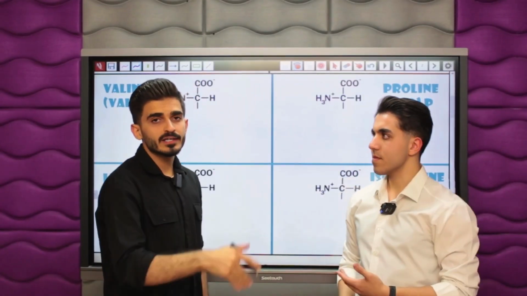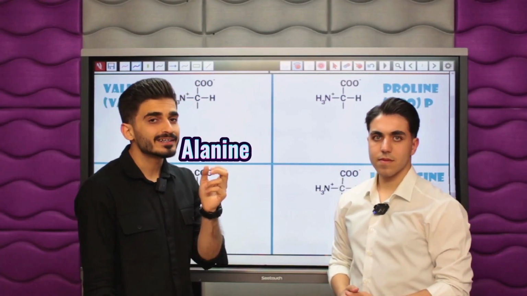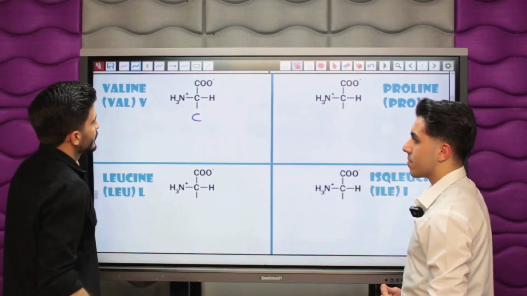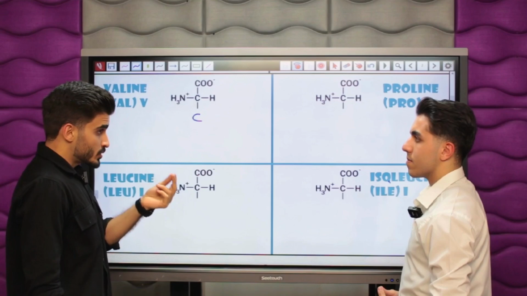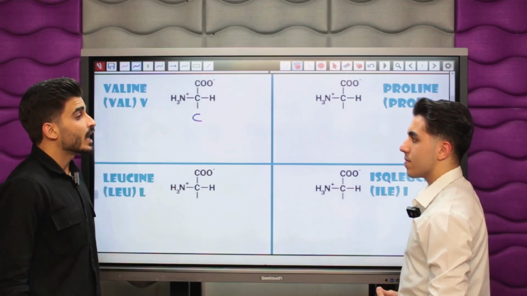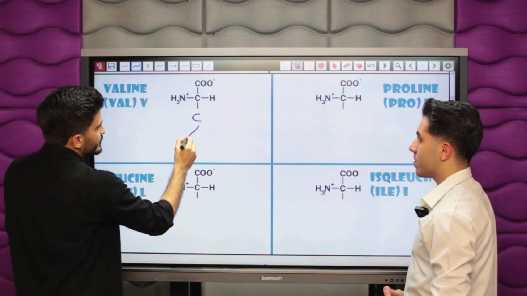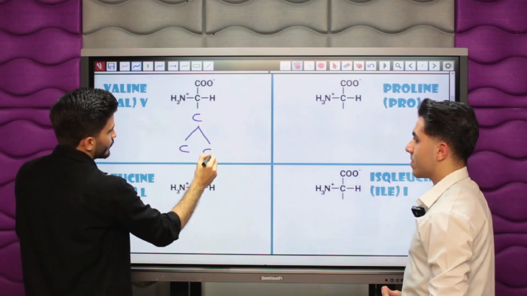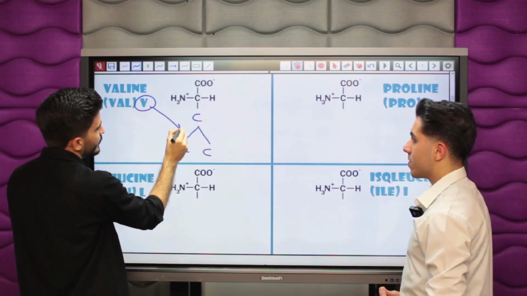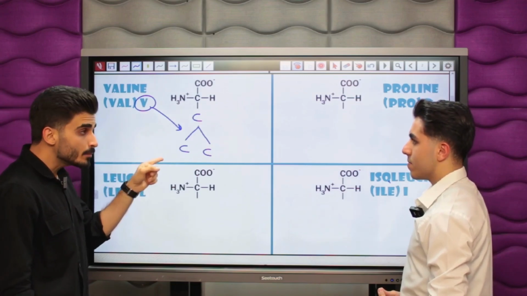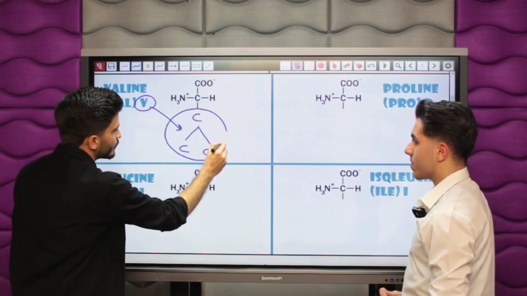Bravo. In order to draw valine, we start from alanine. Valine has an isopropyl group, which is an upside down V. Just like this. It is an aliphatic amino acid and it has a nonpolar side chain.